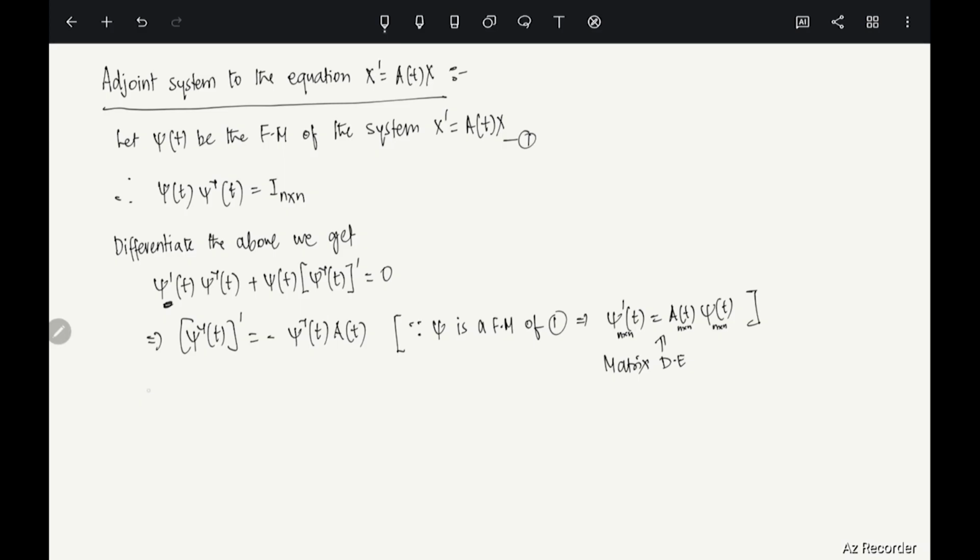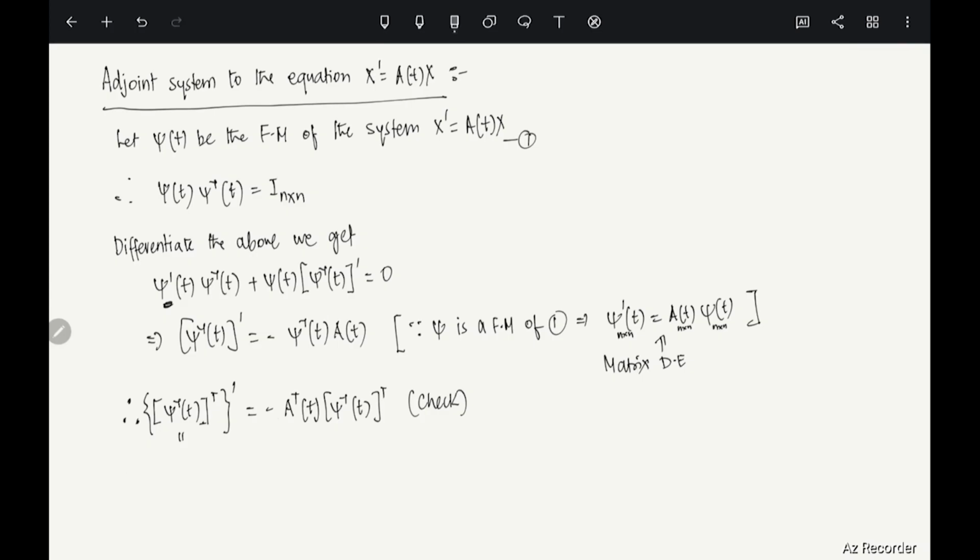Therefore, we can also write it as follows. Take the transpose of phi inverse of t, and if we take the derivative, this is nothing but minus A transpose of t times the transpose of phi inverse of t. Clear? If I take the transpose on both sides, this is what I can write down, because the derivative goes inside the transpose, so it's not a problem. If you are not convinced on this part, take a simple 2 cross 2 example. So what does this give you? If you define this as pi of t, then pi of t will satisfy pi prime equals minus A transpose pi.